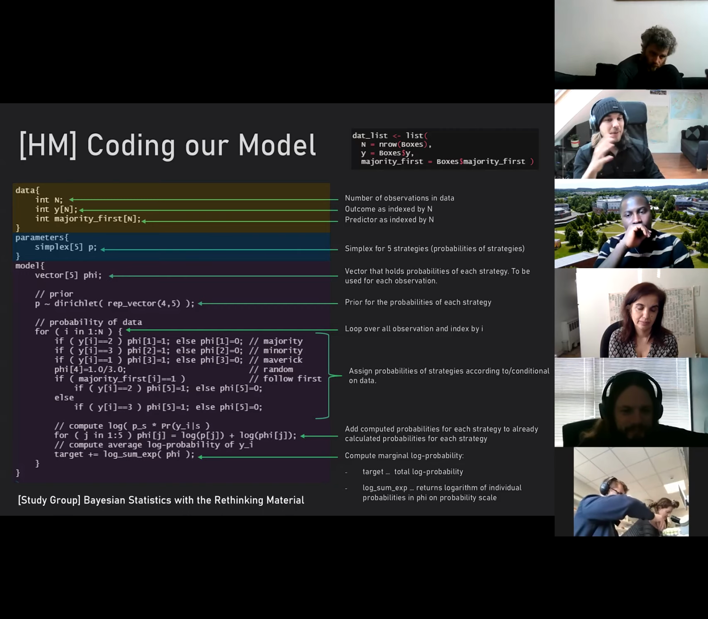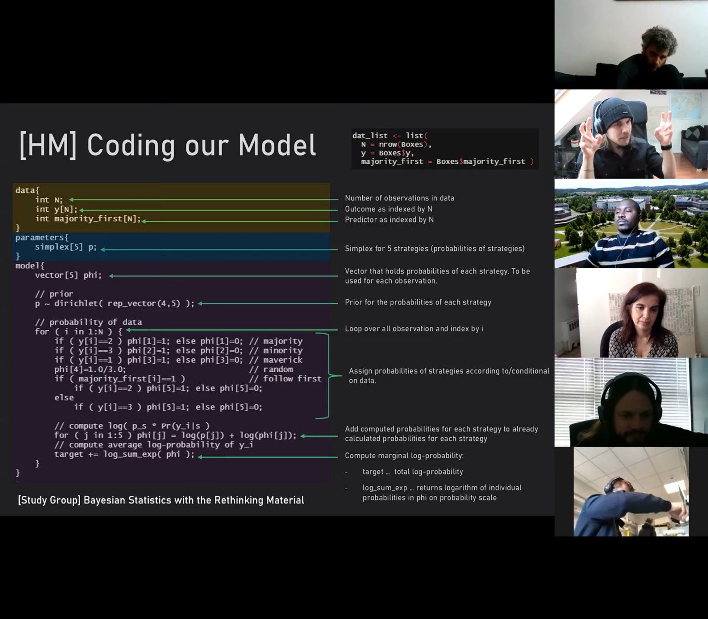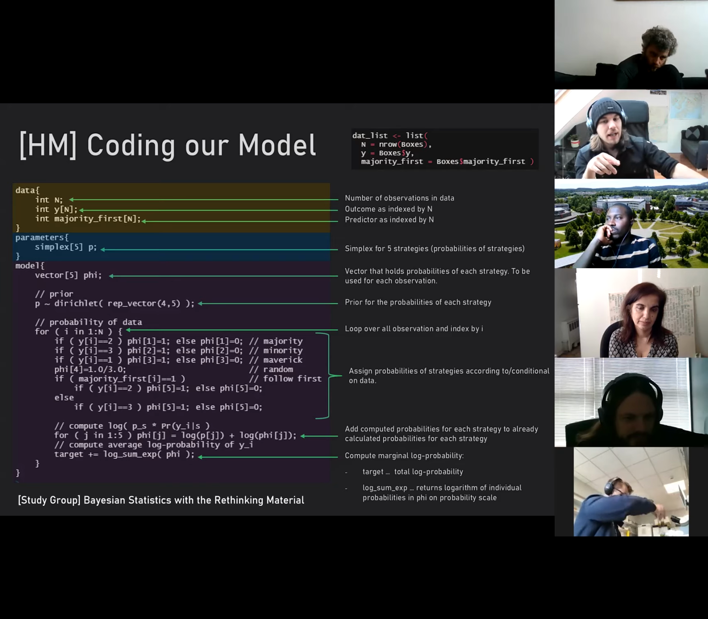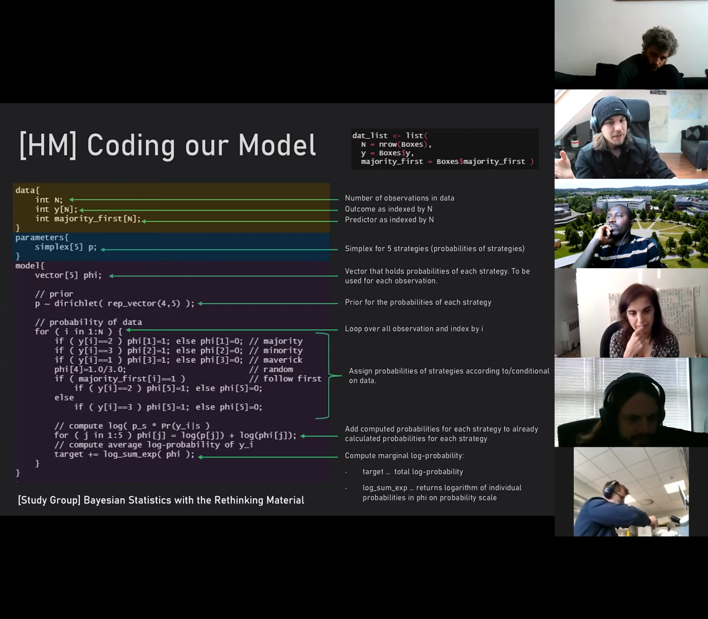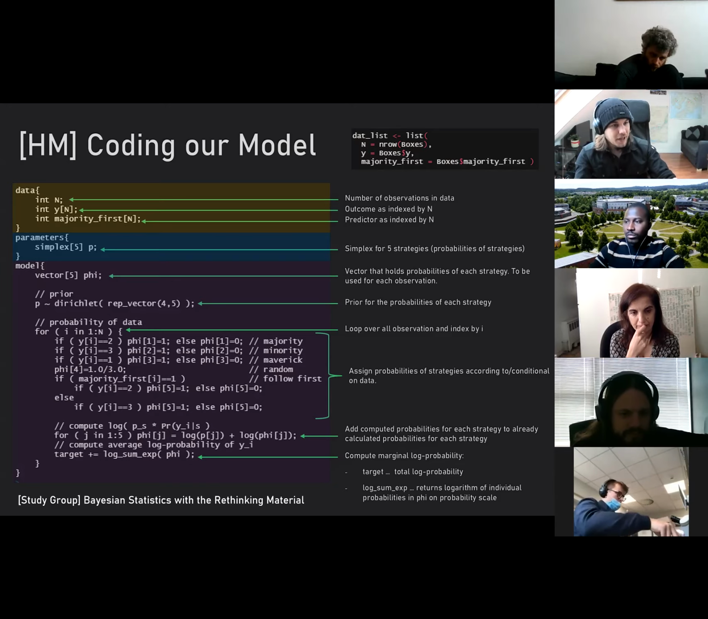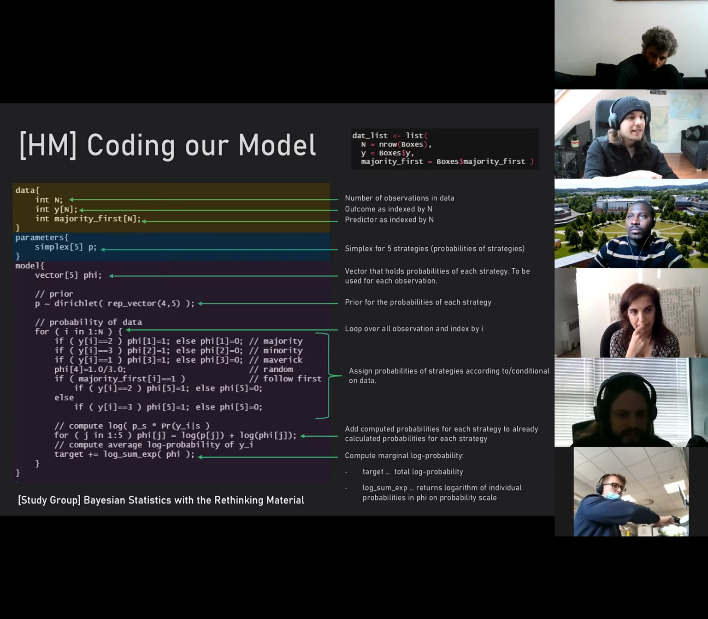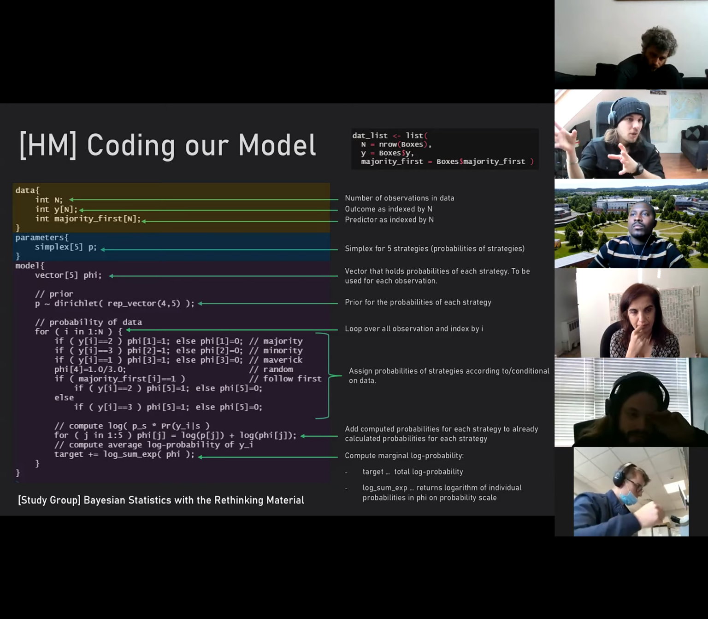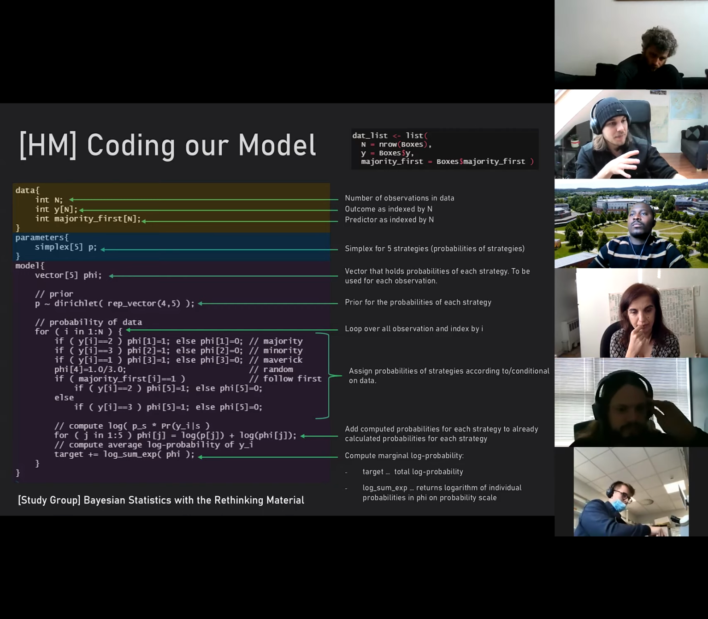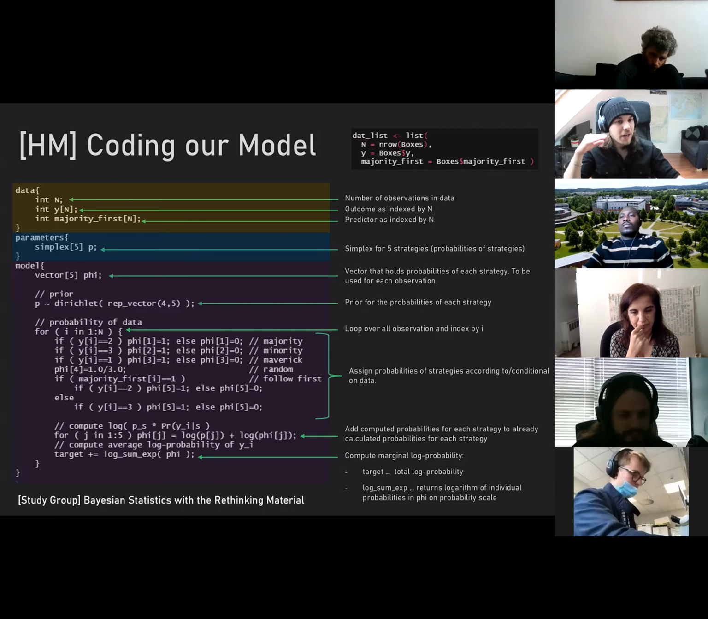Last line again. This is where we compute the marginal log probability, basically target in Stan speak. So that is what's in front of that line of plus equals. Target is just the total log probability in Stan speak. And then log_sum_exp returns the logarithm of the individual probabilities in phi on the probability scale. So that handles the disagreement between log scale and probability scale for us. And this is what updates phi over and over and over again.